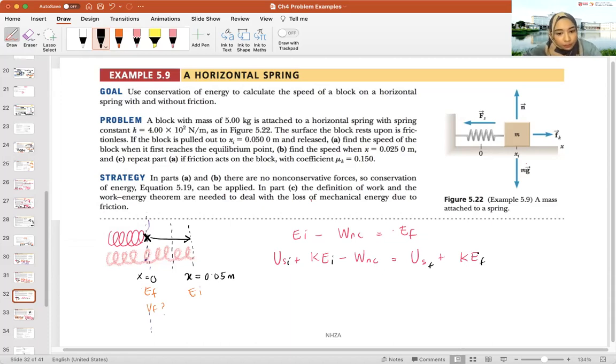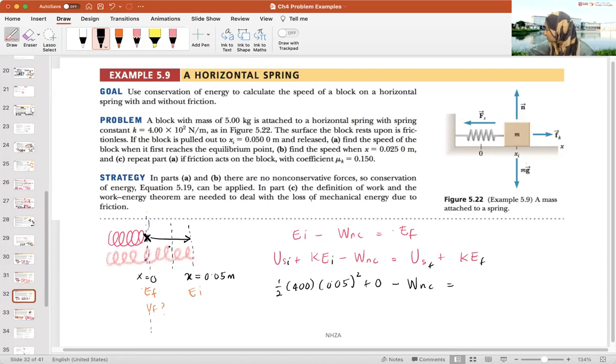So now I'm going to plug in the values. So US initial is 1/2 400 and our X is 0.05. Remember, you need to define your initial place and final place. Baru clear apa yang kita nak solve. W NC and then KE, US final is equal to 0 because this is our final position where X is equal to 0. And from our poll, most of us jawab there's no US.